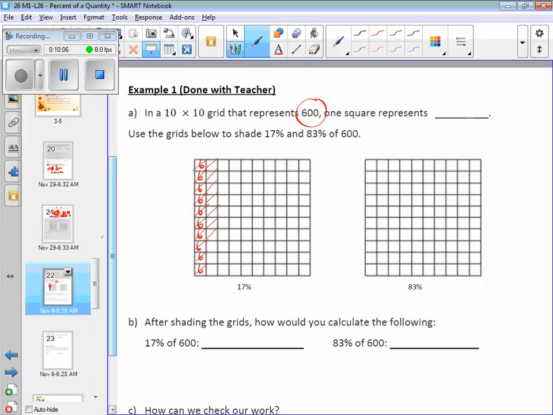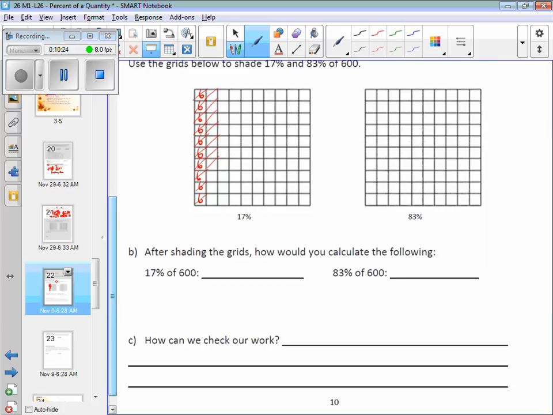Right. Because if she had 100 pennies and I took 17% and each penny is worth 1, I would have 17 pennies. But now I'm telling you that she has 600 pennies, 6 times more, and I take 17%. I got to take that 17%, or the 17 that I have, and multiply it by what number? By 6. I want you guys to do that and tell me what you get.